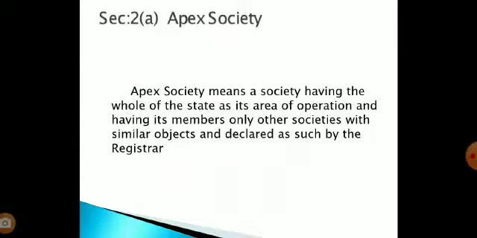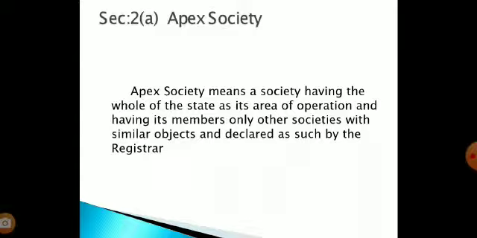Here, for example, the Kerala State Cooperative Bank. Kerala State Cooperative Bank is the apex body of the credit societies in the state of Kerala, as well as in case of marketing societies, Market Fed. Kerala State Cooperative Marketing Federation, that is Market Fed, is the apex society. And in case of consumer cooperatives, Consumer Fed is the apex society. Kerala State Cooperative Consumer Federation is the apex society.